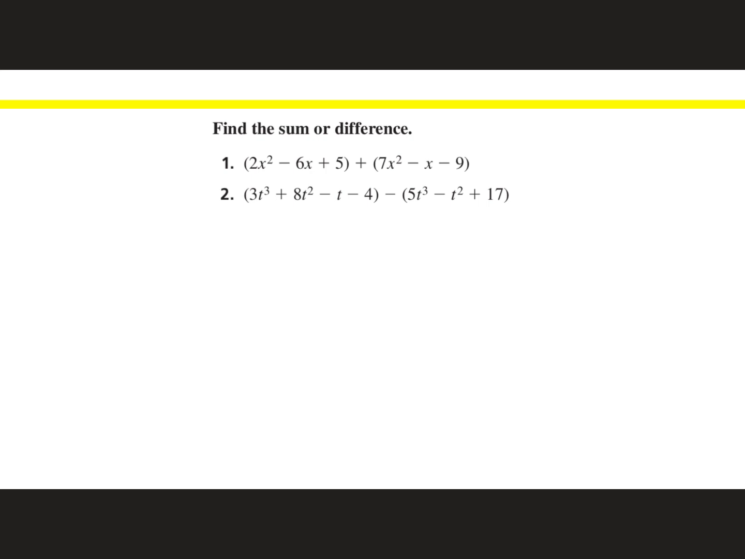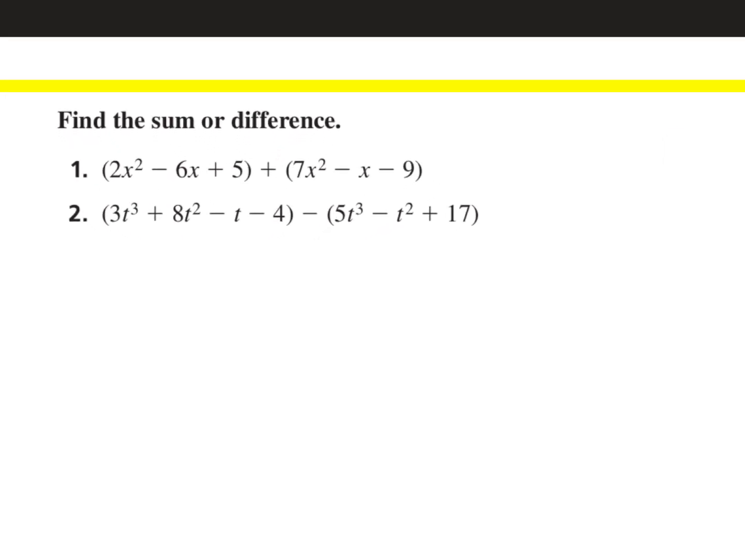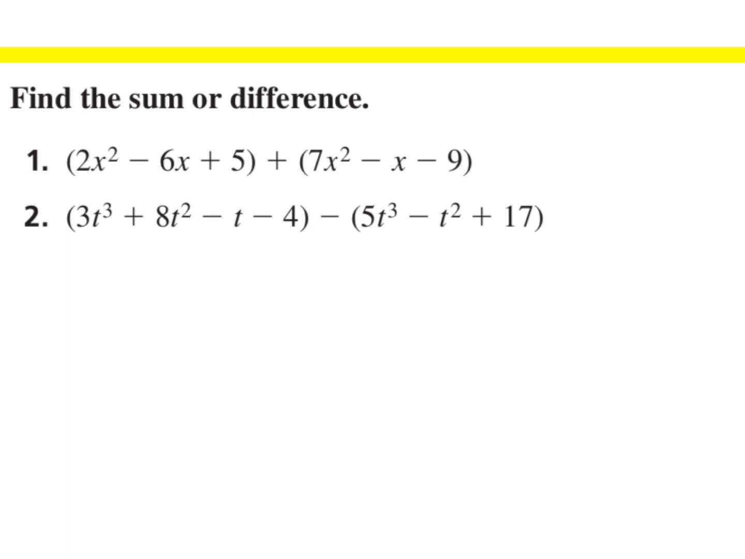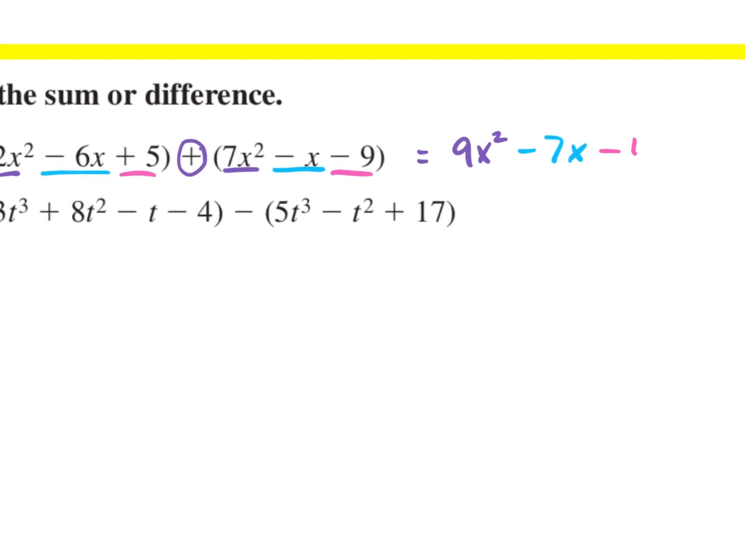Alright, for the next page, we're finding the sum or difference. So in number 1, we are adding. Be super careful. A lot of people look at these when they're in parentheses and they always just want to try to FOIL. There's a plus sign in the middle. That means that we are adding. We just combine our like terms together. So we have 2x squared plus 7x squared, which would be what? 9x squared. Then we can move on to the x's. We have minus 6x minus x. Negative 7x, and then 5 minus 9, negative 4.